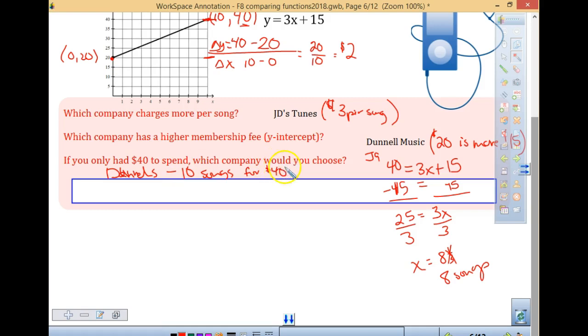So if you only had $40 to spend, which company should you choose? We should choose Danelle's, right? Because you get 10 songs compared to 8. Okay? 10 songs compared to 8.